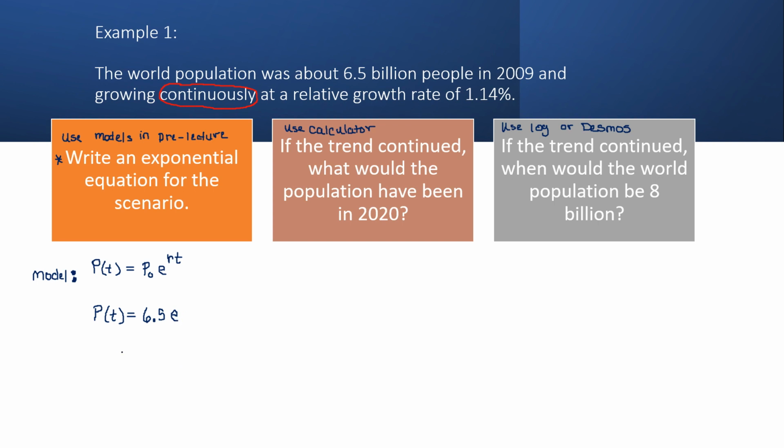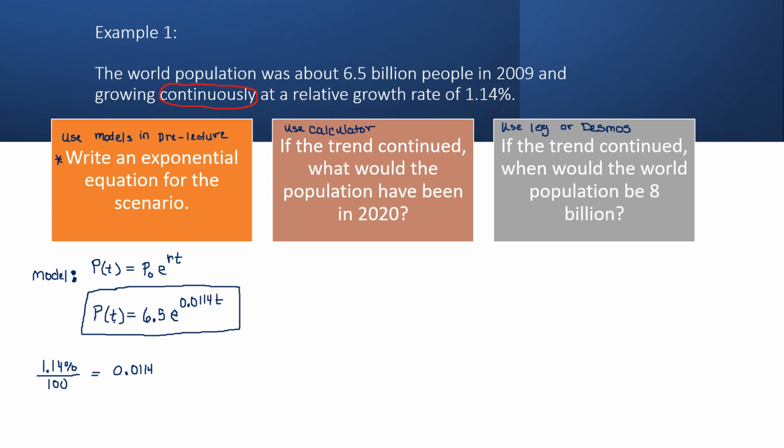And next comes r. r always is a percentage, and so I'm going to take the 1.14% given in the problem. I'm going to divide that by 100 to change that into a decimal, which gives me 0.0114. So my exponent on t will be 0.0114t. And so this is our answer. This is the formula for this problem.